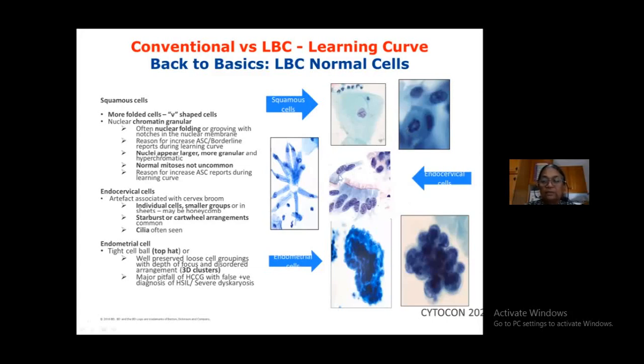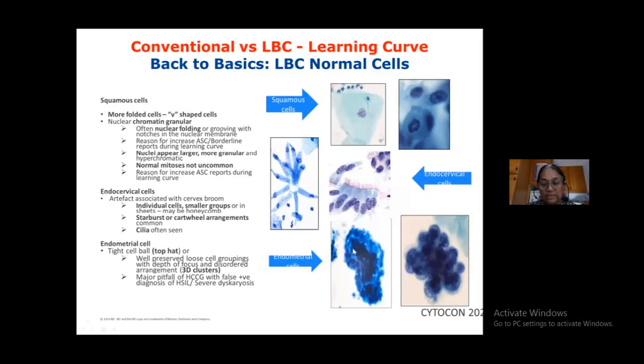Endocervical cell, now you see a lot more single endocervical cells. And you need to learn to make the diagnosis of abnormality in a single cell. You see a lot more cilia now. And please do not make the diagnosis of TEM on that.